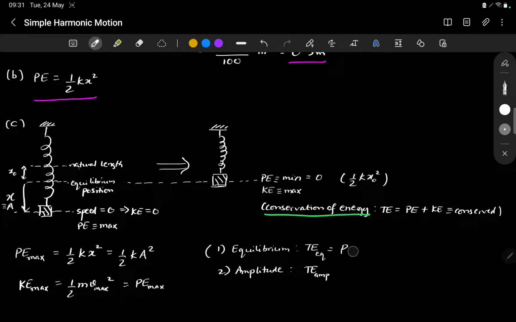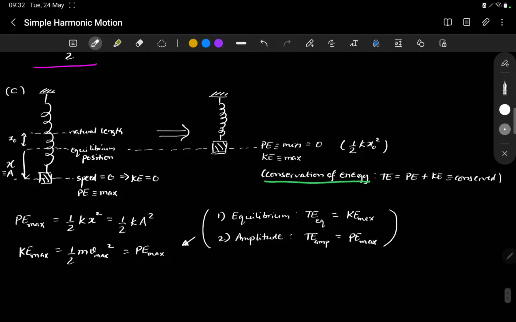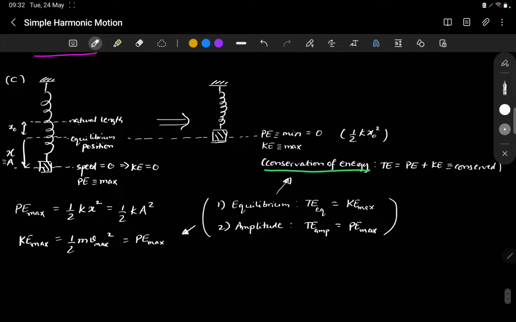sorry, I wrote the opposite. At the amplitude it is the following, and at the equilibrium position it is the maximum of kinetic energy. So at equilibrium potential energy is 0, at amplitude kinetic energy is 0. So at amplitude total energy is nothing but just the potential energy, and at equilibrium total energy is nothing but the kinetic energy. So from here we get the following, and this comes from conservation of energy.